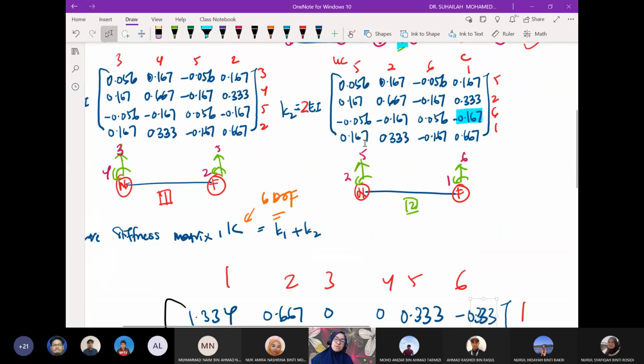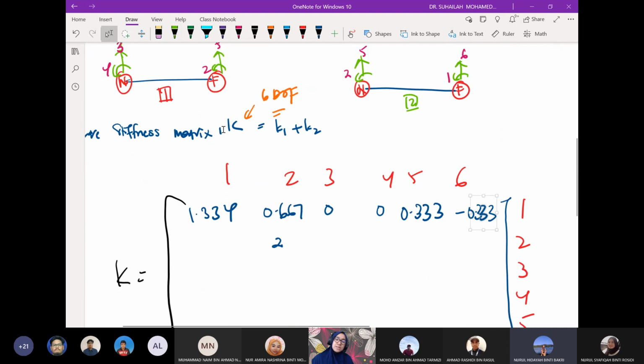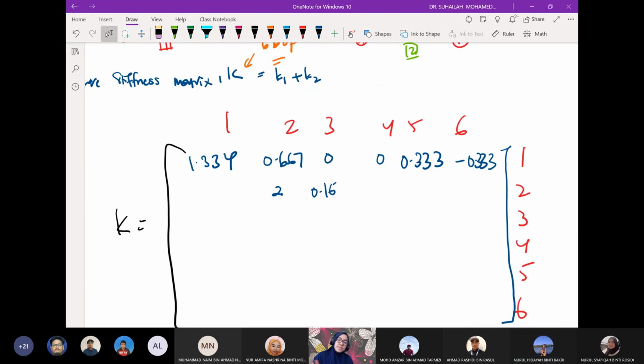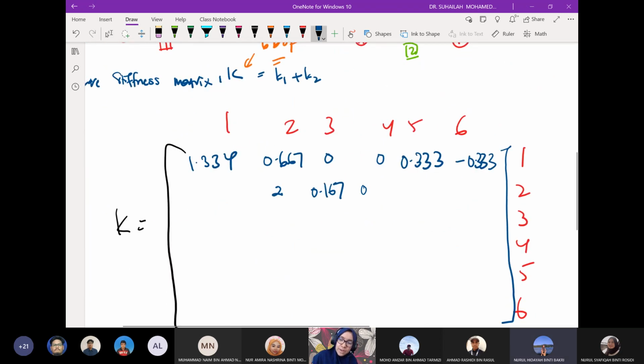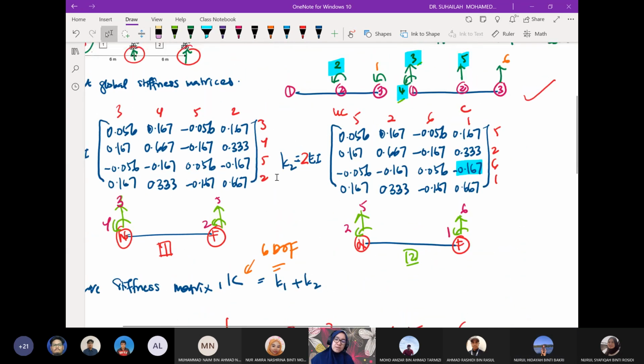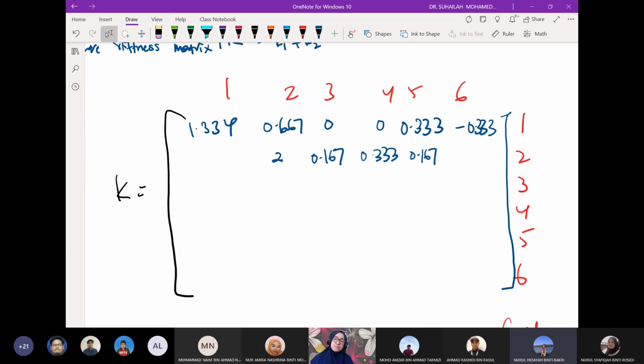Okay, next is 2, 3. Ada tak 2, 3? 2, 3 ada dalam K1. Ada. Okay, 0.167. And then 2, 4. Tengok mana 2, 4. 0.33. 2, 5. Ada 2, 5? Okay. 0.167 times 2, 2, 5. Plus dengan 2, 5. Minus 0.167 kan? Dapat balik 0.167. Betul? Betul. Okay, next.